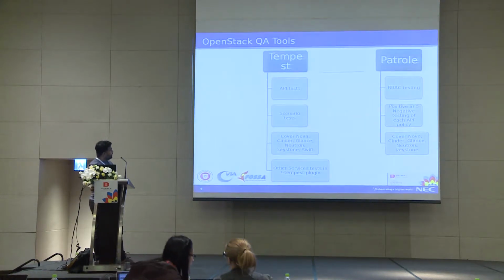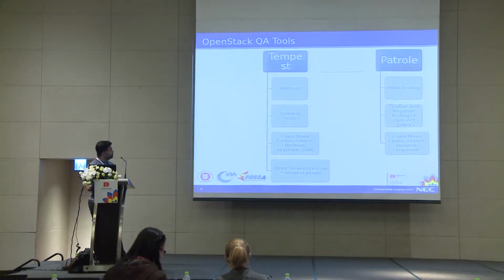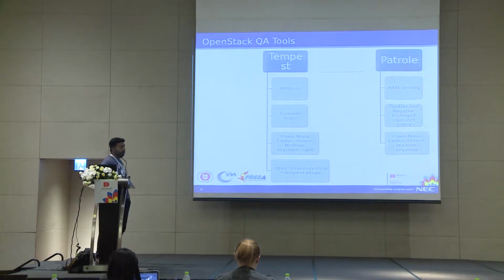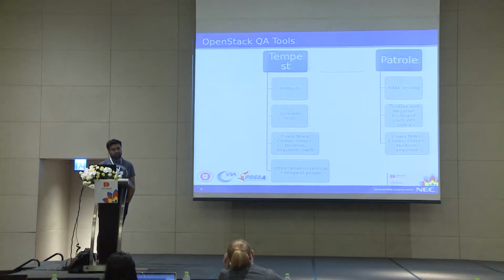On the Tempest side, we have API tests, scenario tests, and we have the plugin interface also. Patrole is API testing, it has negative and positive tests. We will cover how we do the testing of Patrole with negative and positive scenarios. And Patrole covers Nova, Glance, Cinder, Neutron, Keystone as of now. Swift doesn't have policy, so it doesn't cover that. And it doesn't have the plugin interface.